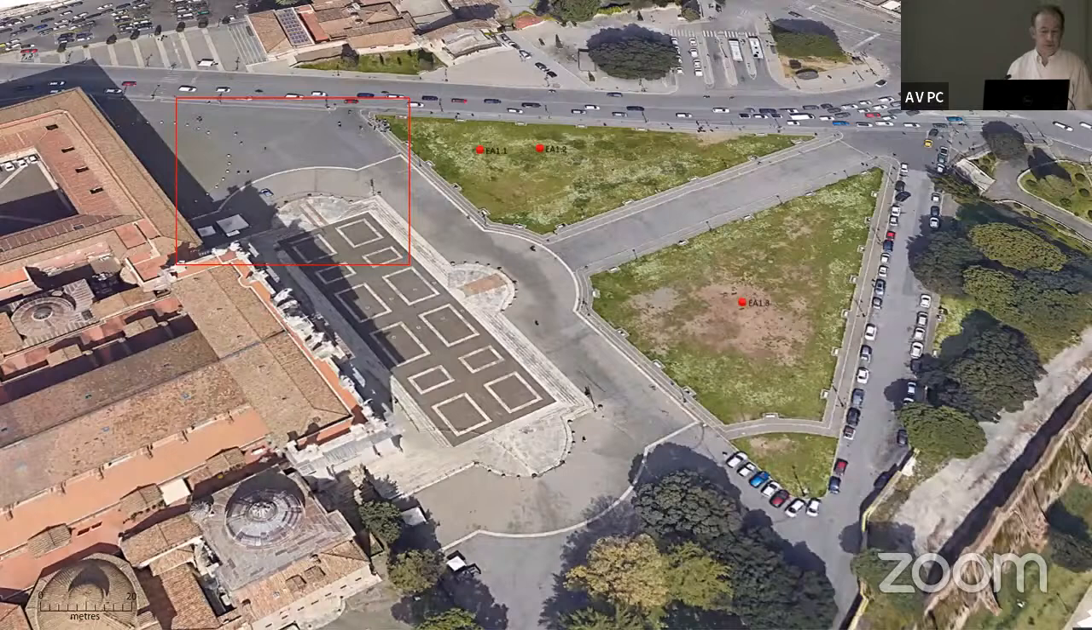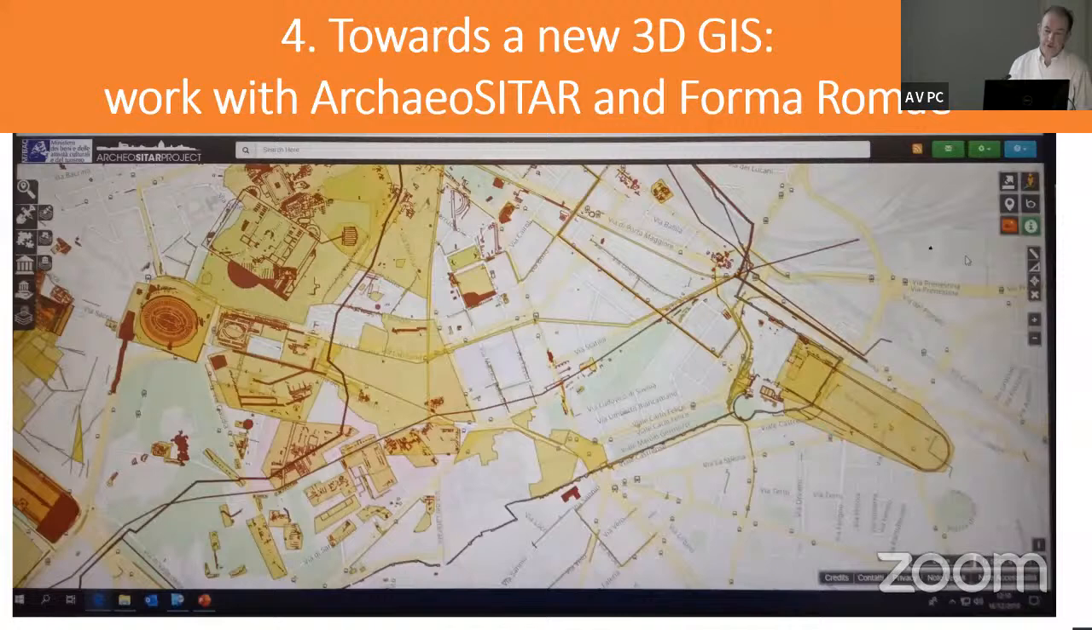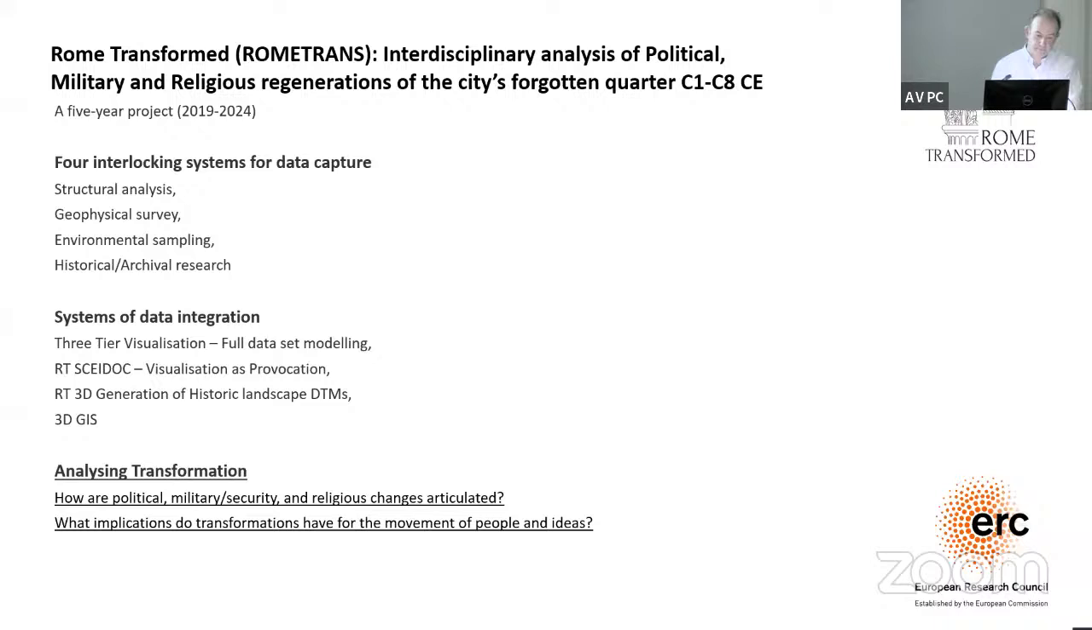Visualizing the structures we encounter through geophysics, we also continue to experiment with other systems, including different ways of showing 3D visualization of anomalies buried beneath the modern ground surface in relation to that ground surface. And all that in turn fits with our other ambitions to connect with the innovations in 3D geographical information systems, and within Rome, particularly with work on Archaeocita and Forma Romae, both drawing data from those systems and adding substantially to them for Southeast Rome. So that's a little bit about data integration.